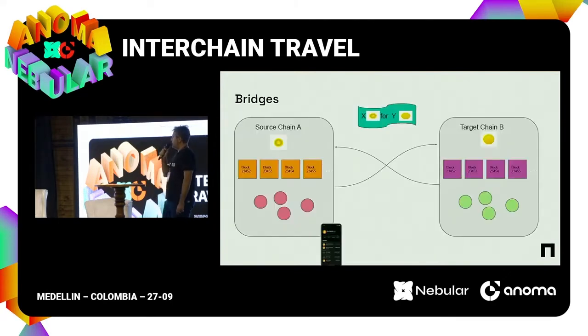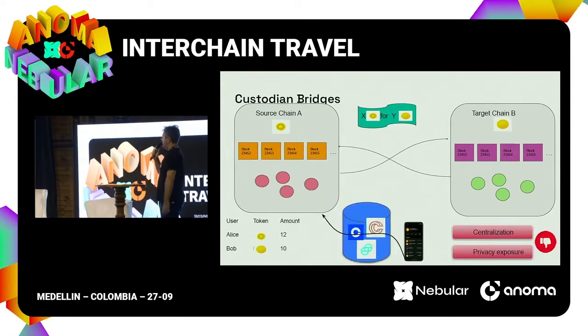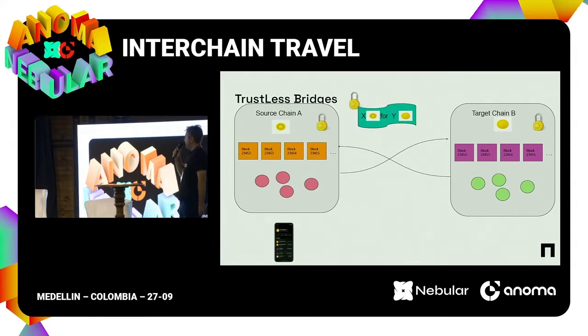So the architecture of bridges looks like this. We have our source chain A and your target chain B. You have a different set of validators, and you want to convert X star tokens for Y circle tokens. First of all, custodian bridges we don't like that much, because there's a lot of centralization and a lot of privacy exposure. You give away all of your token amounts to some third parties, and we obviously don't like that. So trustless private bridges, on a high level, look like this.